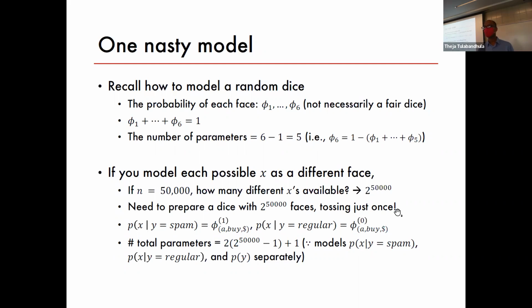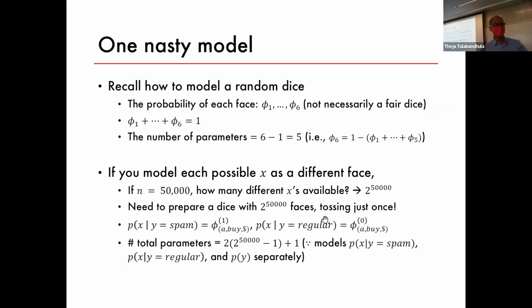Now, remember, we are actually trying to do classification. So we actually have to have probability of x given y equals spam, a bunch of such parameters, and probability of x given y equals regular, having a bunch of such parameters. Actually, you can ignore the subscript here for simplicity. It's basically some phi for the x vector under both the classes.